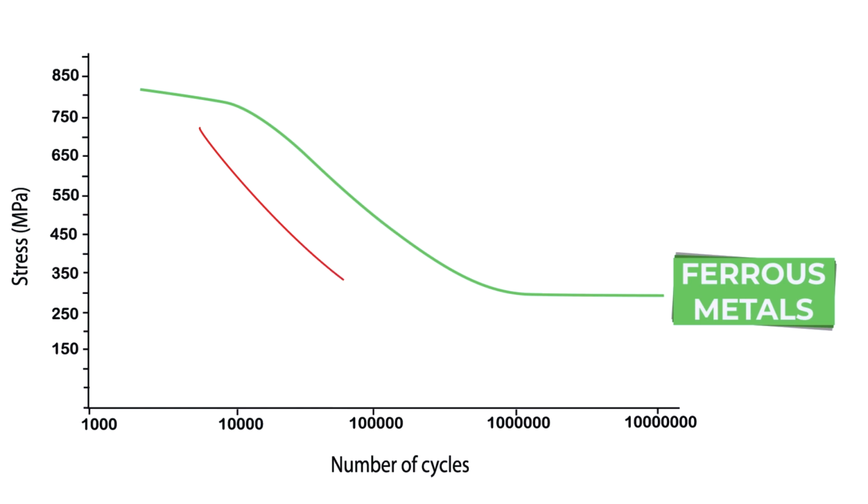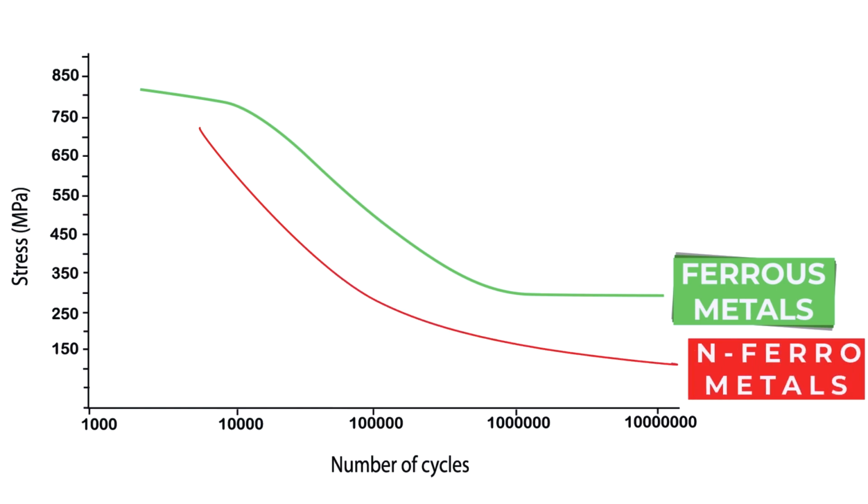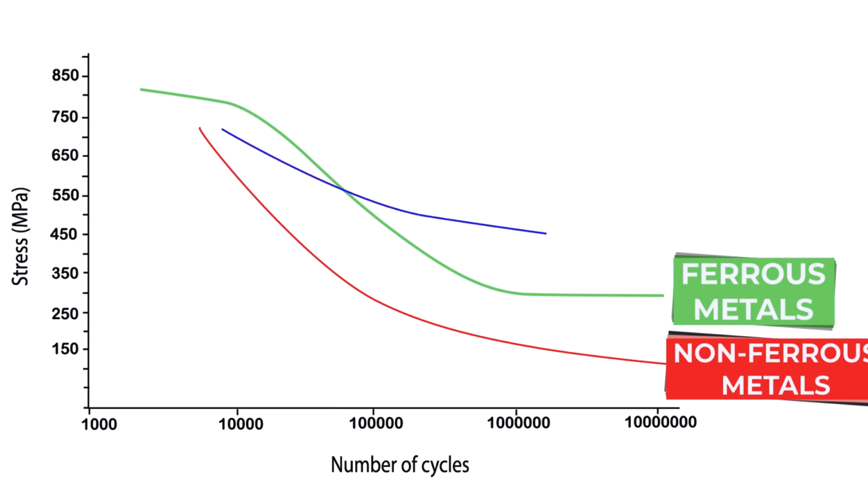When it comes to non-ferrous metals, they do not have a well-defined fatigue limit or a knee, so to say, in the SN curve. Instead, the curve gradually slopes downwards, and even at a high number of cycles, there is an eventual point where the material fails. The SN curve for composite materials can be complex due to the anisotropic nature of these materials. The curve's shape can vary based on the fiber orientation, matrix material, and loading direction. Generally, composites may not exhibit a clear fatigue limit.